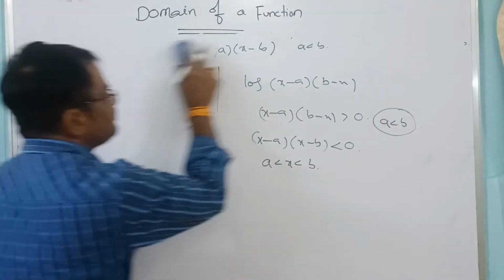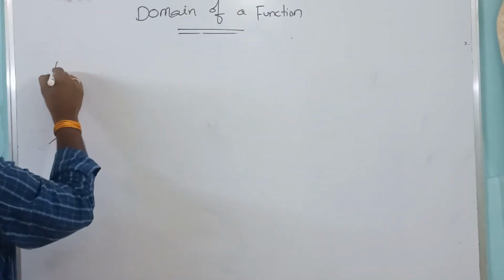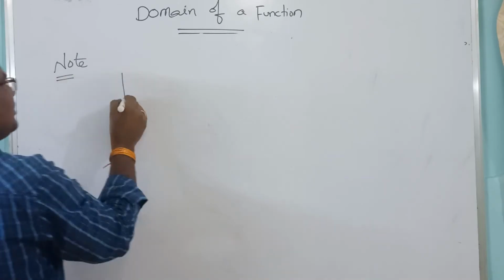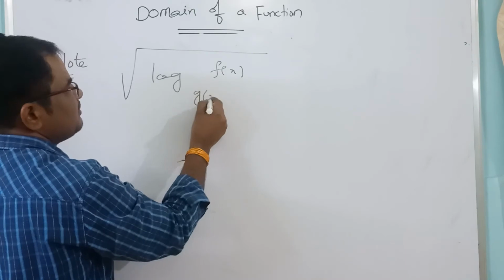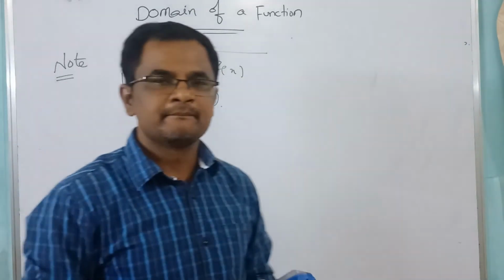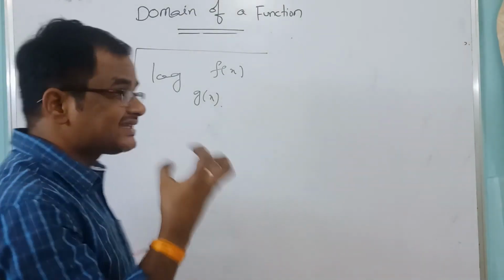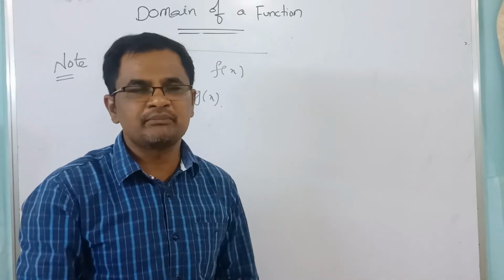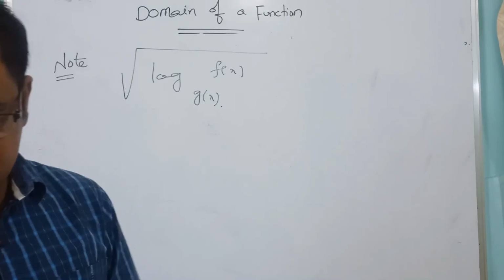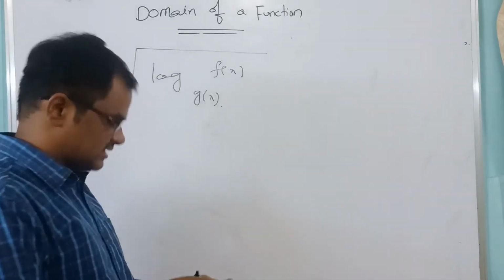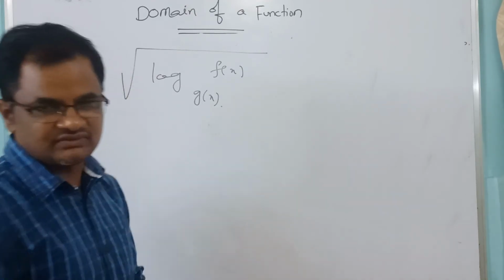Now take one important note. This is the most important note. Suppose they give root of log of f of x to the base g of x. For finding the domain of this function, what are the conditions? These are the most important conditions. Listen carefully, because whenever they give root of log with any condition in place of f of x or any function in place of g of x, how do we simplify this?